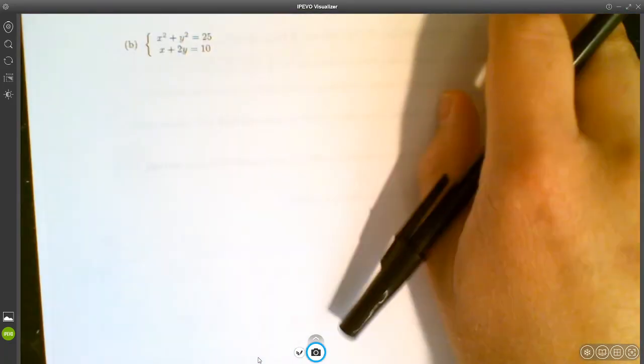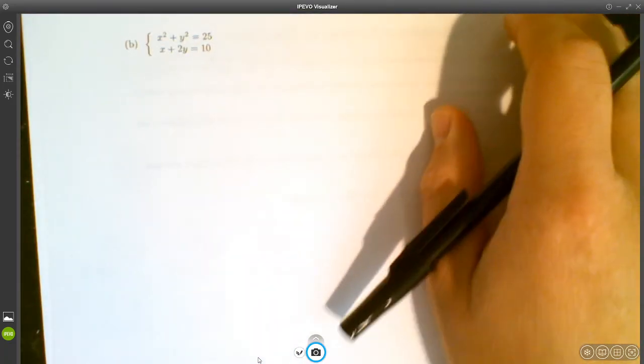So there you go. Let's do another nonlinear system. How many of these examples do I have? We've got 3 more examples. Okay, and then we'll talk about inequalities. Okay, x squared plus y squared equals 25 and x plus 2y equals 10. Same thing. I think I'm going to solve by substitution.